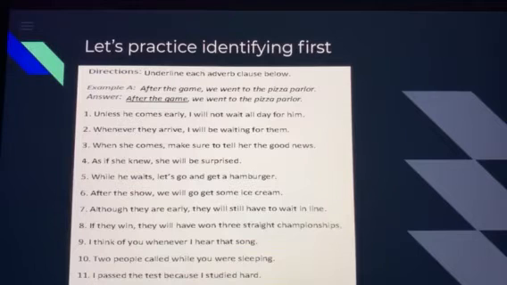Look at number 1. Unless he comes early, I will not wait all day for him. The dependent clause, unless he comes early, with unless being the subordinating conjunction. Number 2, whenever they arrive, I will be waiting for them. Again, whenever they arrive is the dependent clause, with whenever being the subordinating conjunction. So this should be pretty easy.